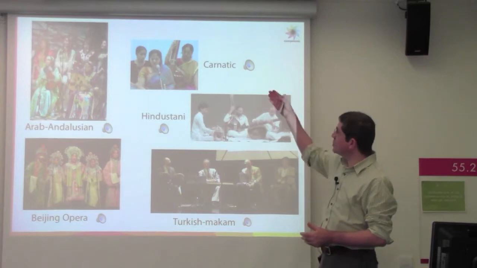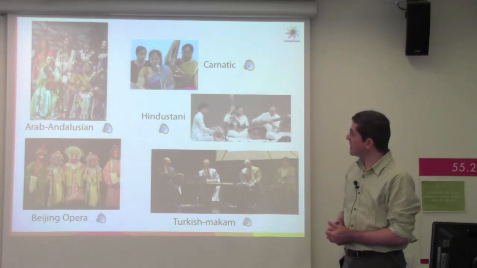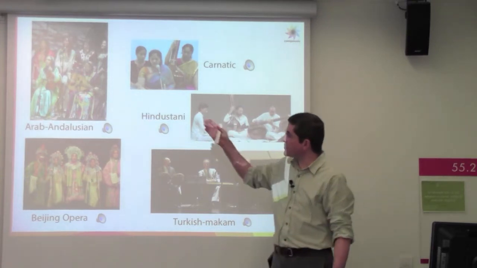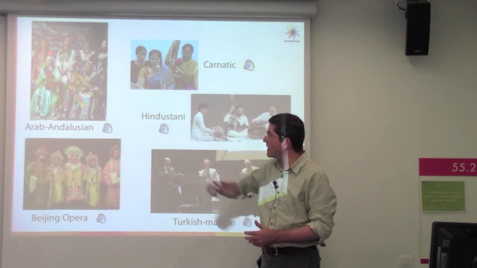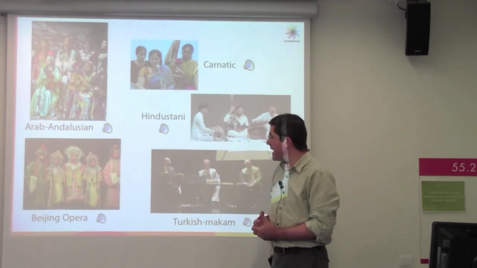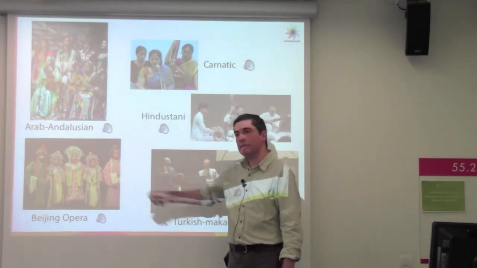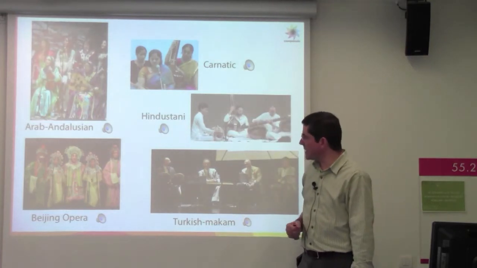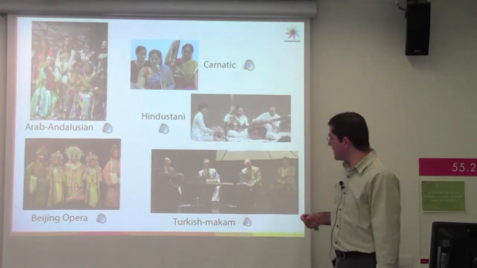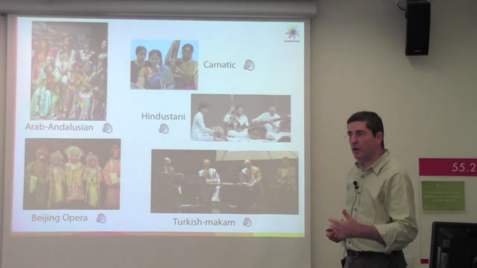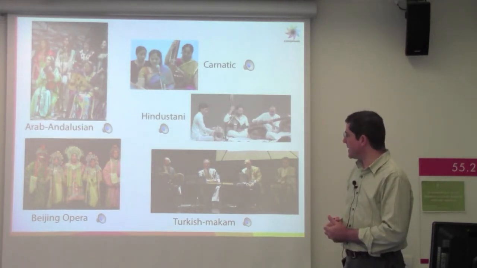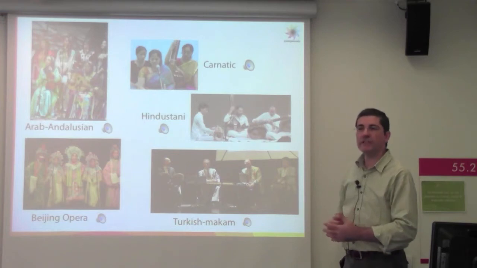We are studying the two classical traditions of India, Carnatic and Hindustani. We are studying the music tradition that currently is alive in the north of Africa, what is called Arab Andalusian music. Then, of course, the one that is the topic of this tutorial, Beijing opera. And finally, the tradition of Turkey that relates with the Ottoman tradition there, and we call it Turkish makam music.